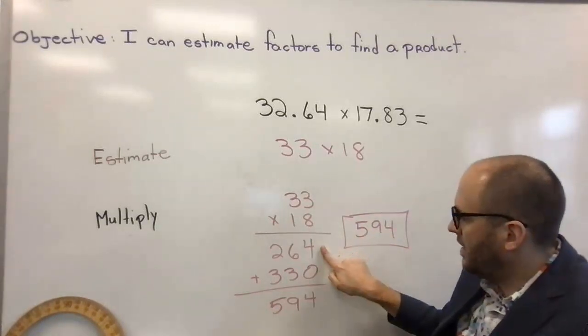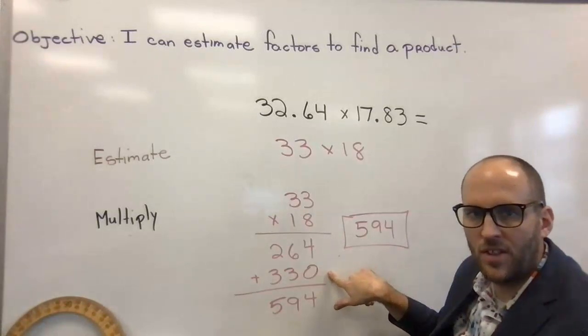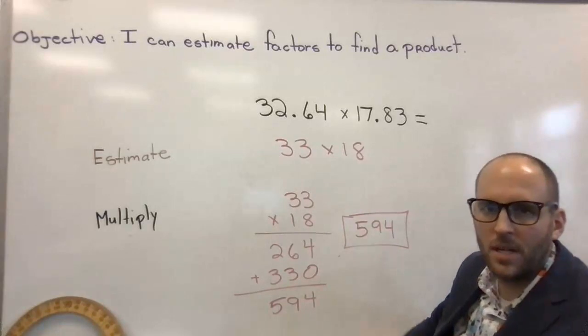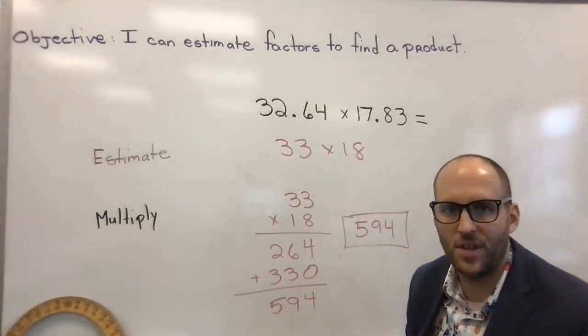My first line should have been 264. My second line should have been 330. It might have been a little different if you had the 18 on top, but either way, your answer should have been 594 when you added everything together.